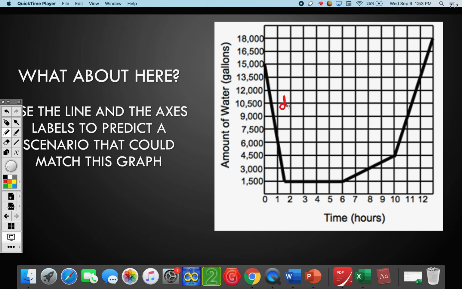They drained something. And then we looked at it and said, okay, what did we drain? We drained something that had 15,000 gallons. Well, that means we're draining probably something like a pool. Now, what are some reasons that you would drain a pool?